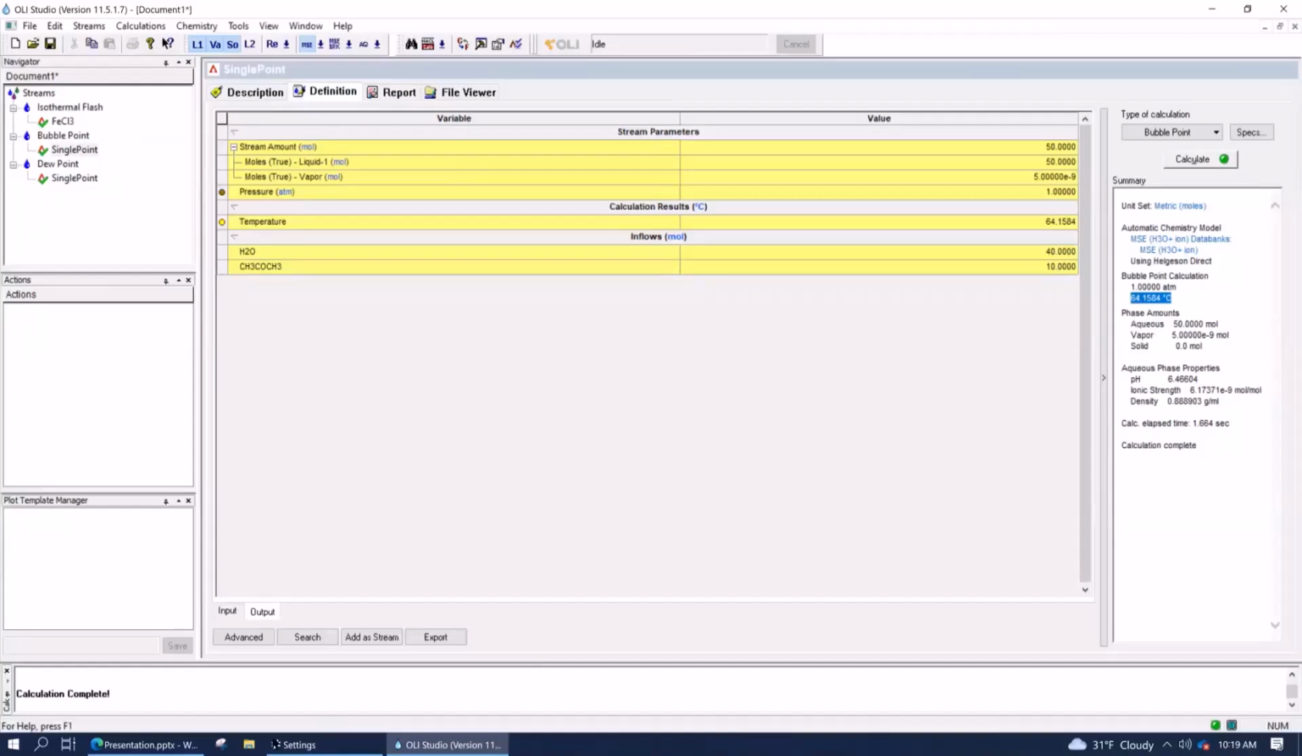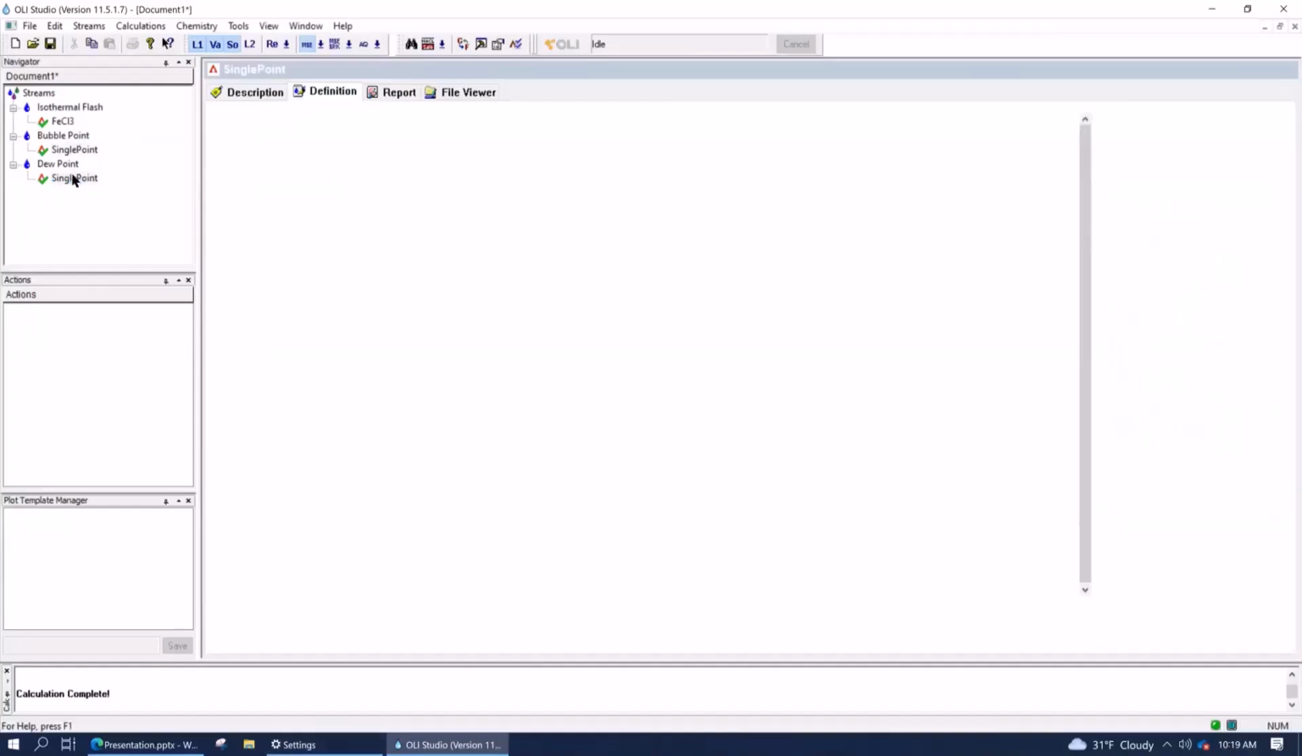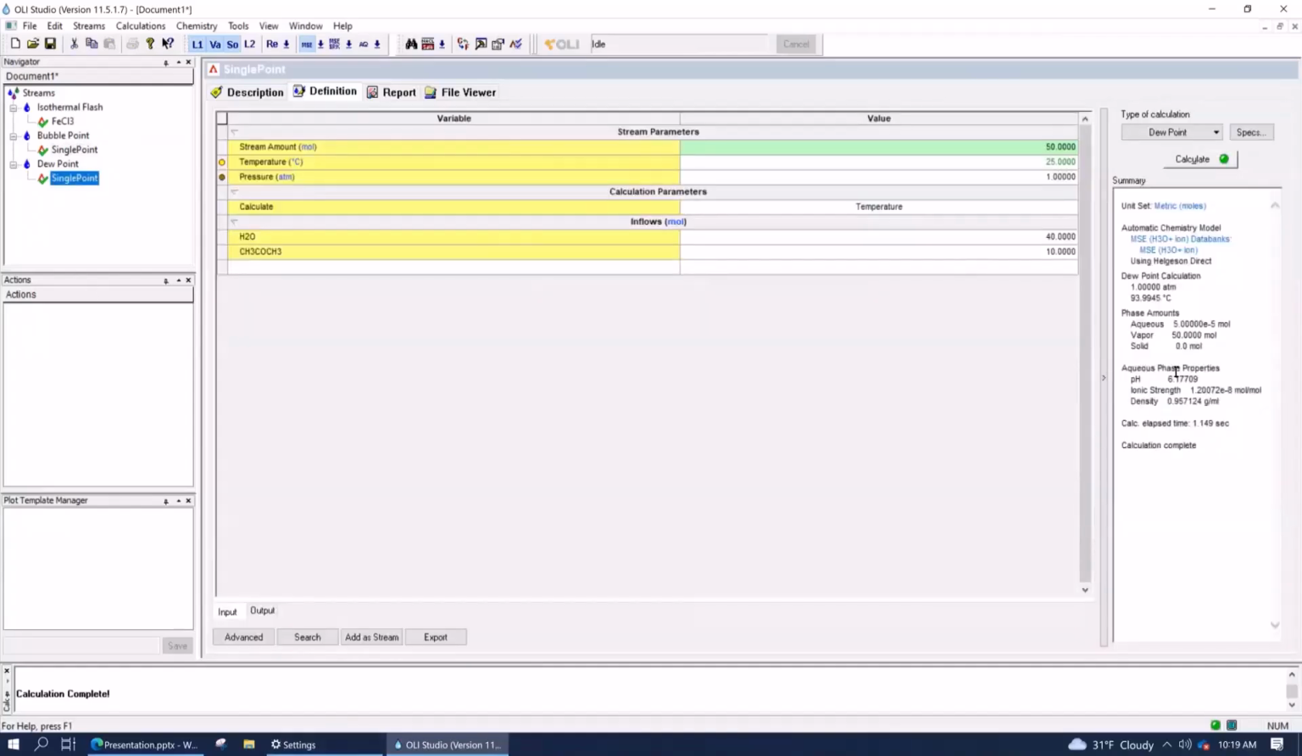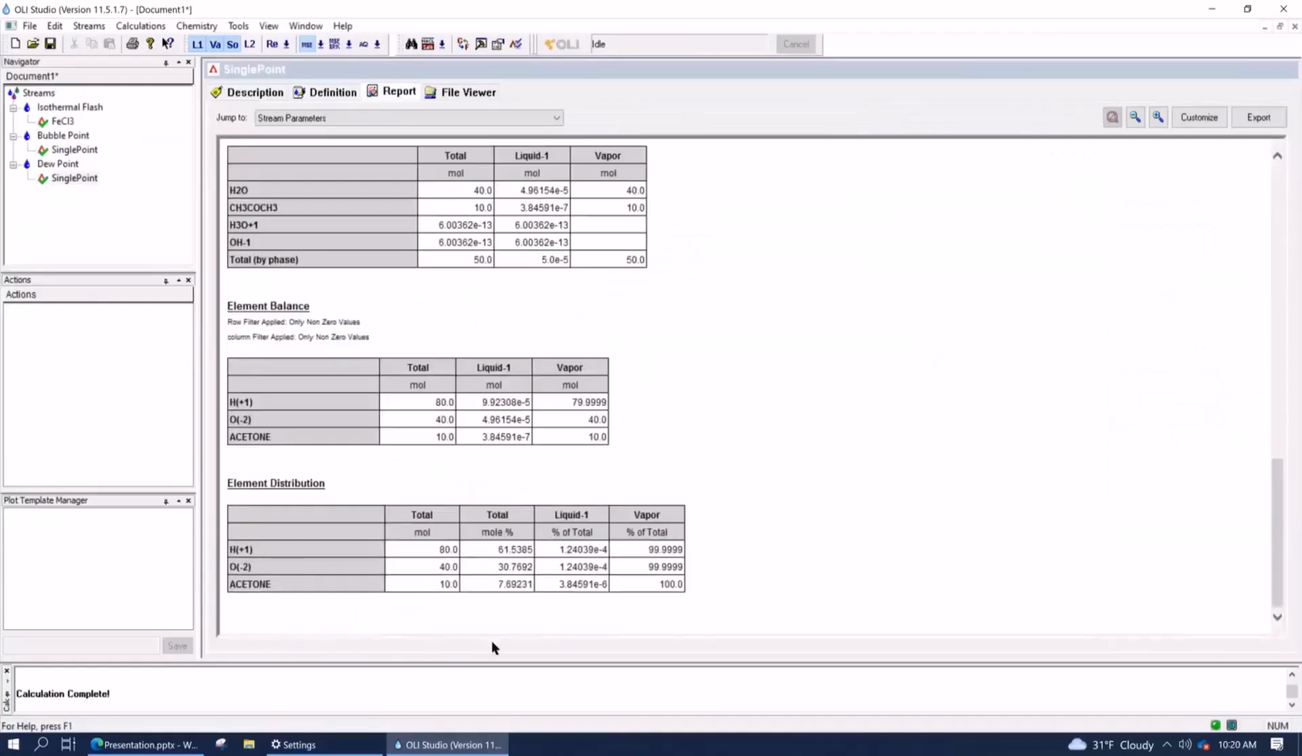All right, good. So at the dew point again, now everything's in the vapor phase. We have a small amount in the liquid phase. We could look at the report. Again, you're not going to see a whole lot new here other than the fact that everything is in the vapor phase. Right? You can see 99.999% is in the vapor phase, only a small amount in the liquid phase in this case. But that's okay. We don't care about it in this case. We're going to care about it in the next case.